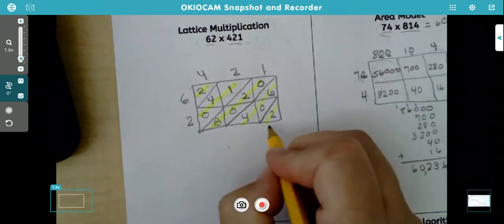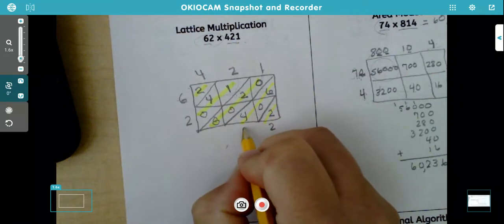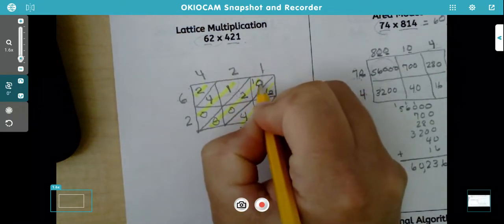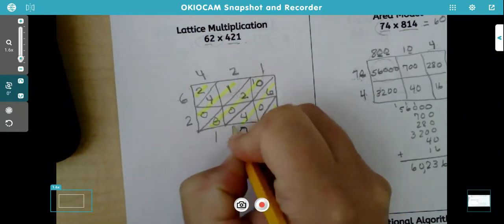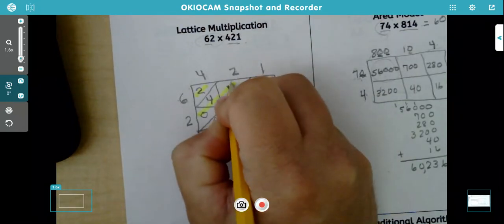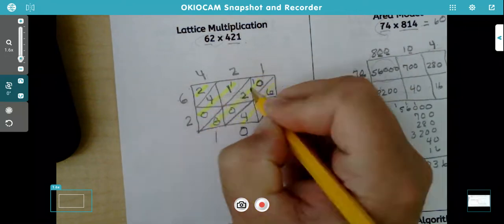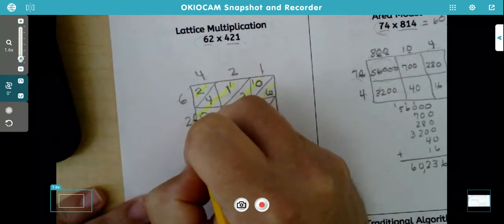So 2 all by itself is 2. 6 plus 0 is 6, plus 4 is 10. Put the 0 there, I carry the 1 up. 1 plus 0 is 1, plus 2 is 3, plus 8 is 11. The 1 here from 11, and then bring the 1 for the 10, carry it. 1 plus 1 is 2, plus 4 is 6. And the 6 is going to go here.